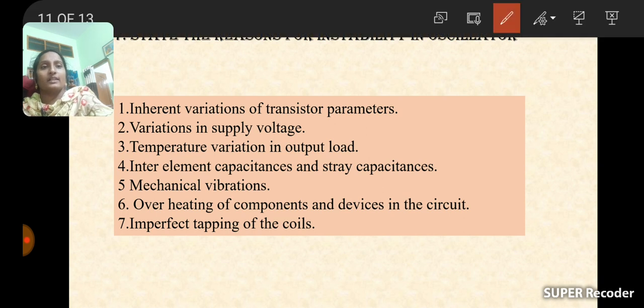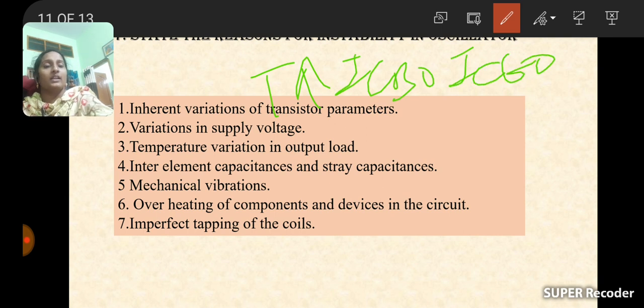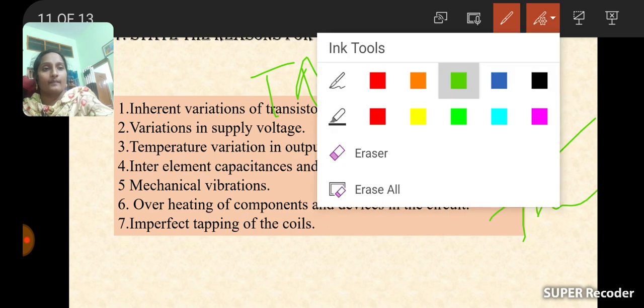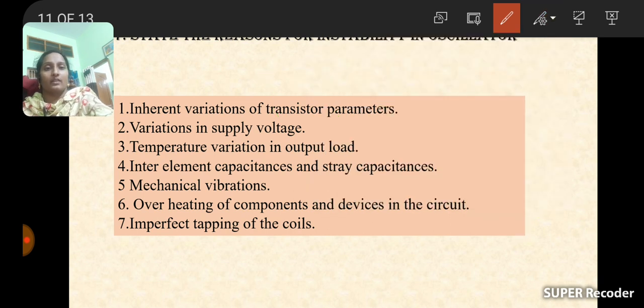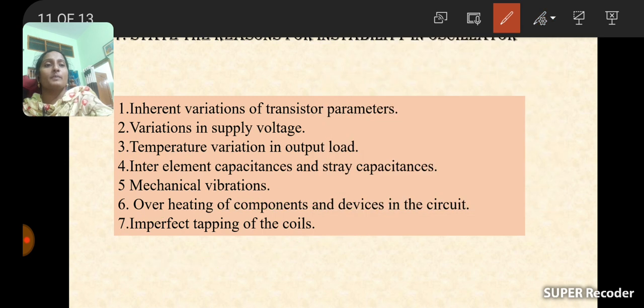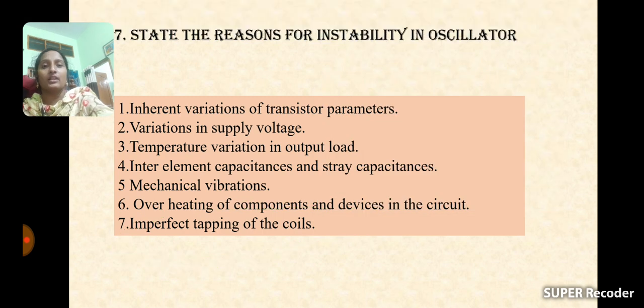Why? Because all these are semiconductors. If temperature increases, ICBO, ICEO, leakage currents increase. When leakage currents increase, more heat will be produced. Because of that, self-destruction occurs. It is called what? Thermal runaway. And the last one, imperfect tapping of the coils. Because of improper tapping and improper connecting, the instability in oscillators will occur.